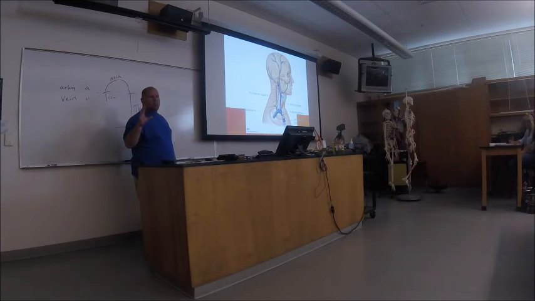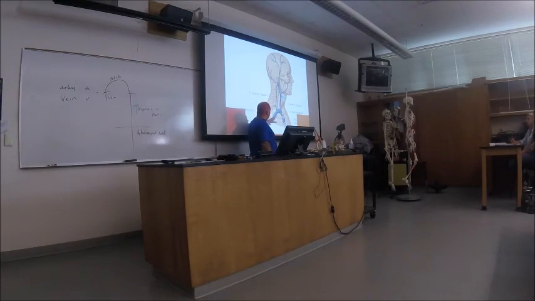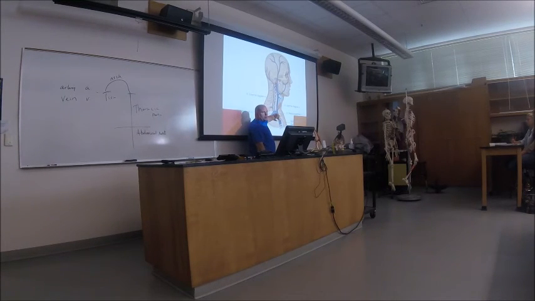So far, that's one of the differences between the arteries and the veins: the name. But here's one that should look familiar. Here's the right subclavian vein. When the right subclavian vein and the right internal jugular come together, that's what forms the right brachiocephalic vein.